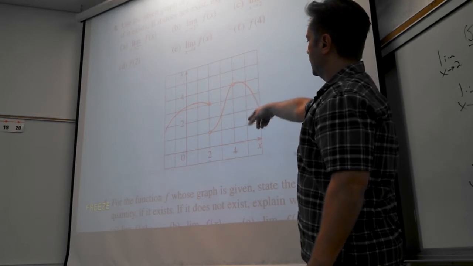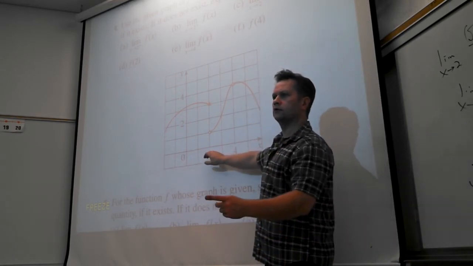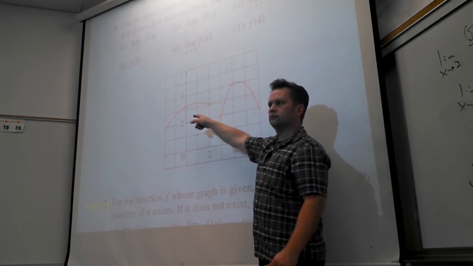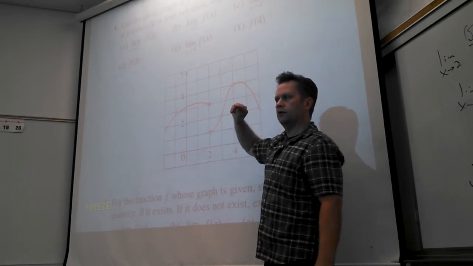So f of 2, what's f of 2? 3. What's f of 2? It's 3, period. That's where it's filled in. You with me? And then it jumps down here and goes from there, right?